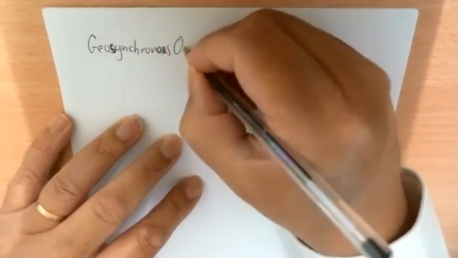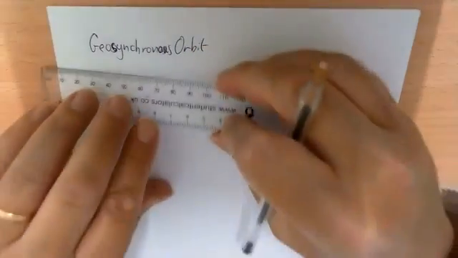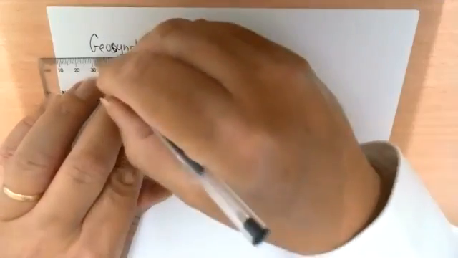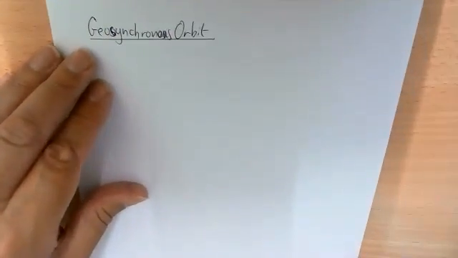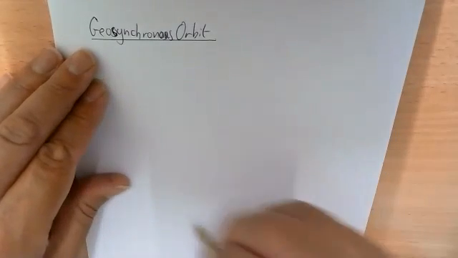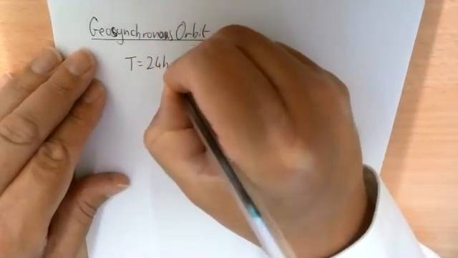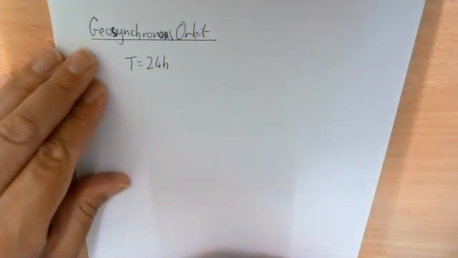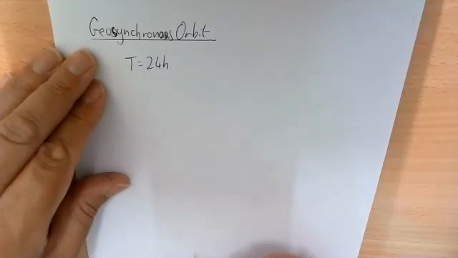Geosynchronous orbit. Be very careful about the spelling of that. Things you need to know about it: its time period is 24 hours. Now that's the bit that you're usually asked to recall. It's 24 hours and it's above the equator.